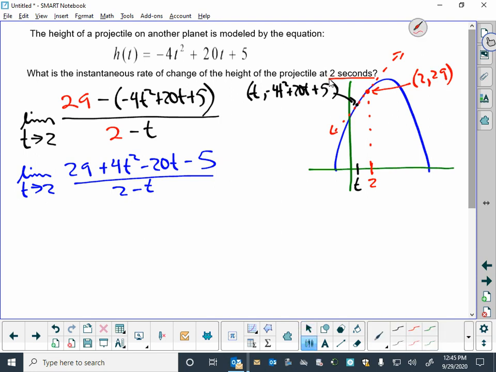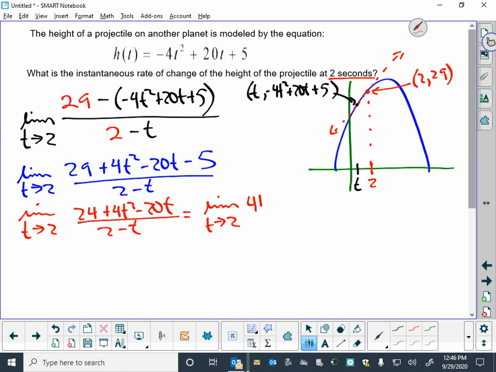Let's see, what else can we do? We can do some combining here. This is a limit as t goes to 2. 29 minus 5 is 24, plus 4t squared minus 20t, over 2 minus t. Well, I kind of like to rearrange that a little bit. I don't like my quadratics looking that way. So if I went with 4t squared minus 20t plus 24 over 2 minus t.